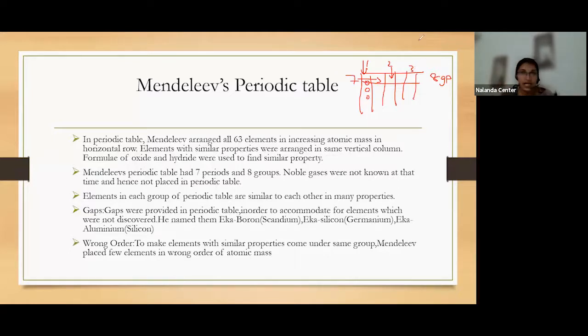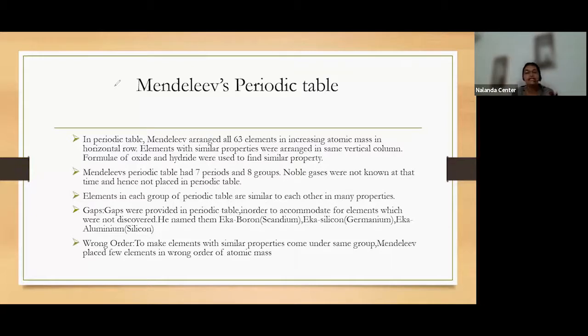And the best speciality, the very good speciality about Mendeleev is that he had left quite a few gaps inside the periodic table. Inside his periodic table, you can find a lot of gaps. And he boldly said that it is not a limitation. See, we are yet to discover some elements. In future, you are going to discover these elements and you are going to fill these gaps. And he even predicted the property of the elements which were going to be discovered. So he named them Eka Boron, Eka Silicon, and Eka Aluminium.